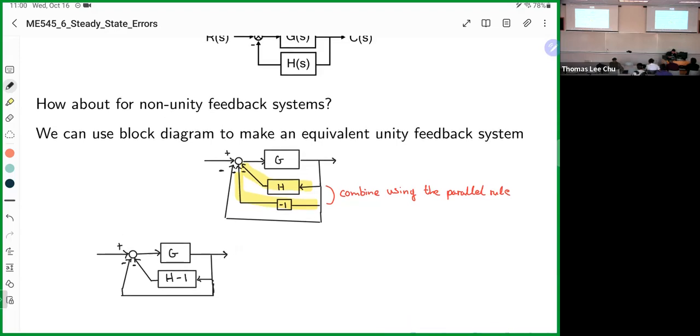Do note the signs at the summing junctions. Since all of these are negative, we can add the H and -1 because the negative is still being applied at the summing junction. Then here we're going to apply the feedback rule on the inner block.